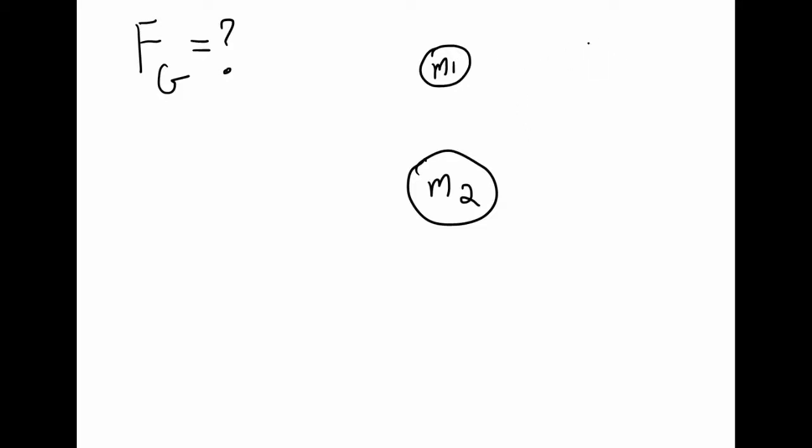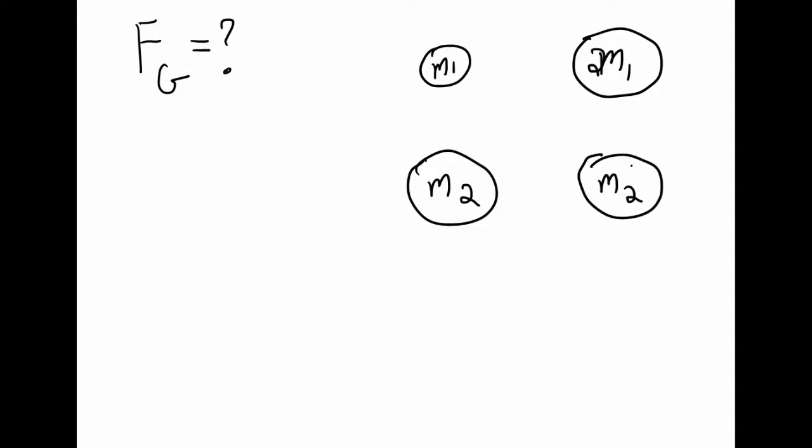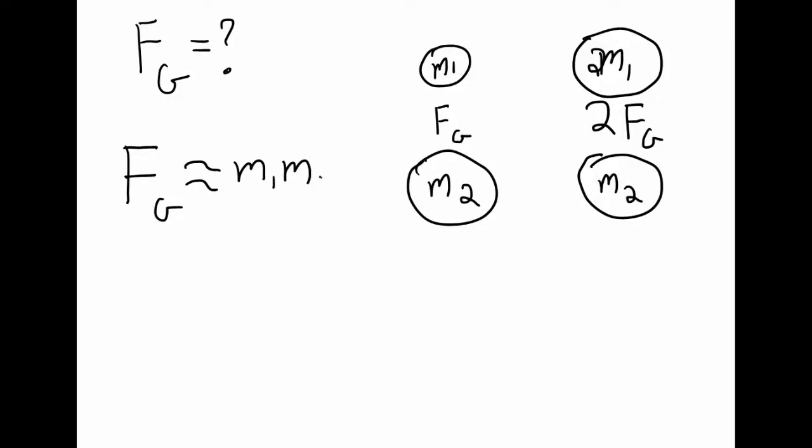So if I double the size of M1, let's say that's 2 times M1, and I leave M2 the same, the gravitational force is actually going to be 2 times the original gravitational force. So if I increase the mass of one, the force gets bigger. And same thing if I increase M2, this force will get bigger. So Newton realized that the gravitational force is directly proportional to the two objects' masses.